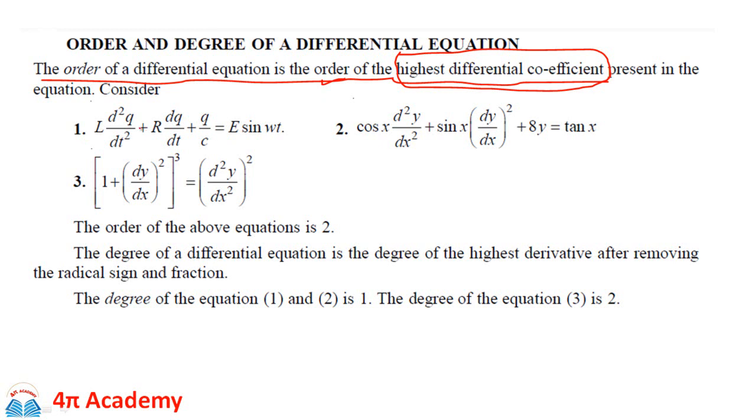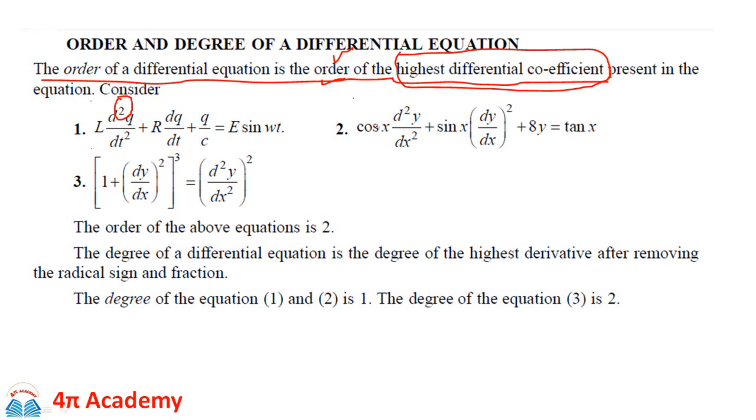For example, these are the three differential equations. Now in differential equation 1, this d2q by dt square is the highest differential coefficient. So here it is the second derivative of q with respect to t, and therefore the order will be the order of the highest differential coefficient. So here the order is 2.